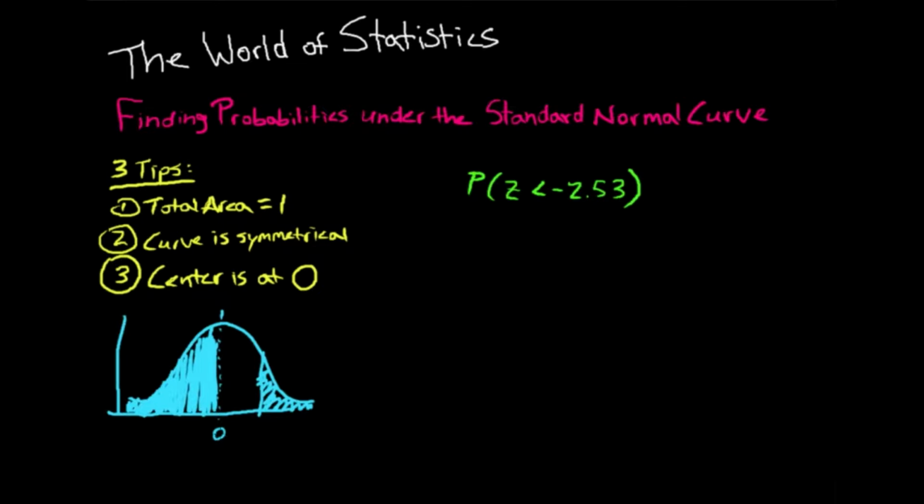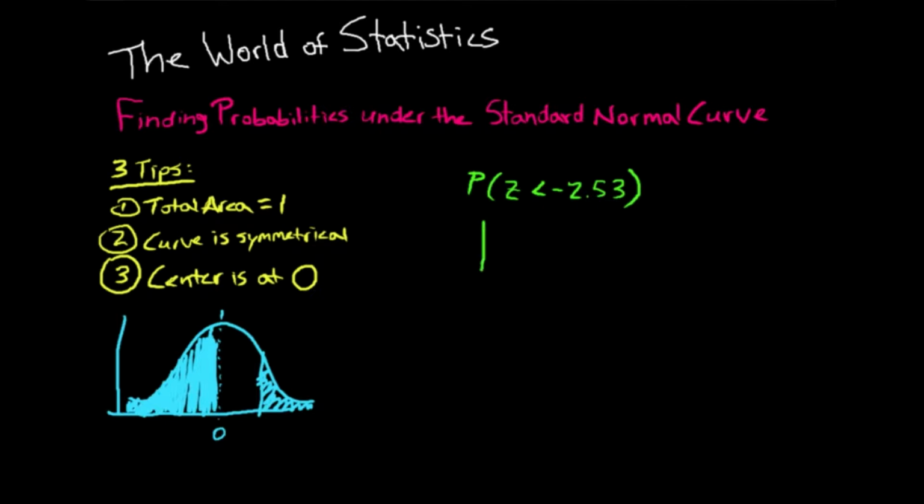And the third point is just something to remember. The center of the curve is in fact 0. So when looking at the standard normal table, which we'll get to, the center is at 0 and we move from that point. So in this first example, let's find the probability that z is less than negative 2.53.